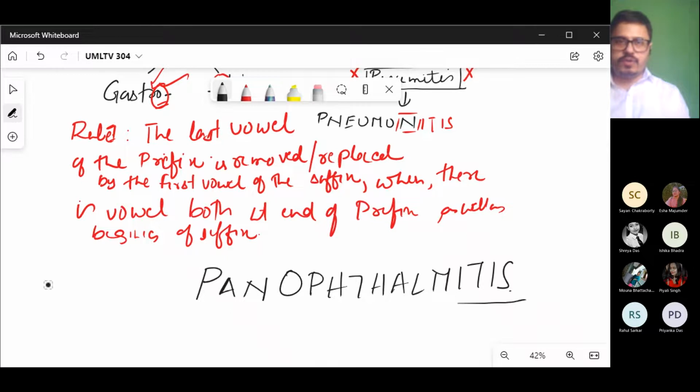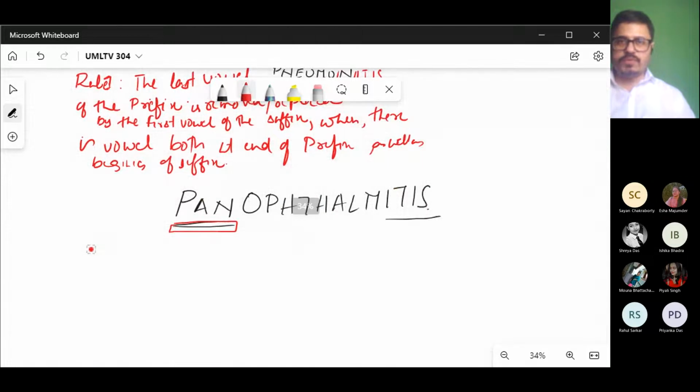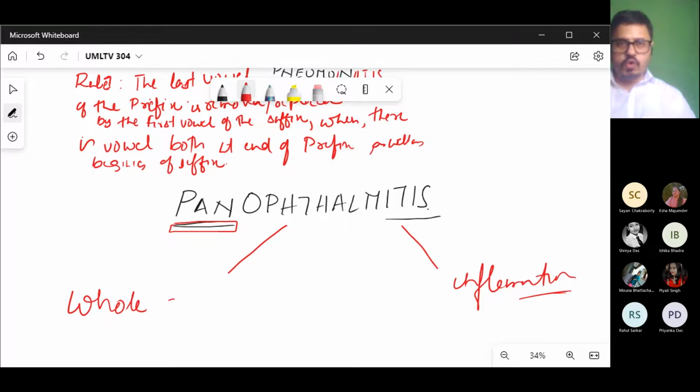And I am particularly referring to this underlined part, this pan. Panophthalmitis. So if I break it this way, one part that I will get is panophthalmo. So this becomes the suffix, inflammation, that you already know, and this becomes what I am writing. I will look on it. Whole of the eye. The important word here is whole.